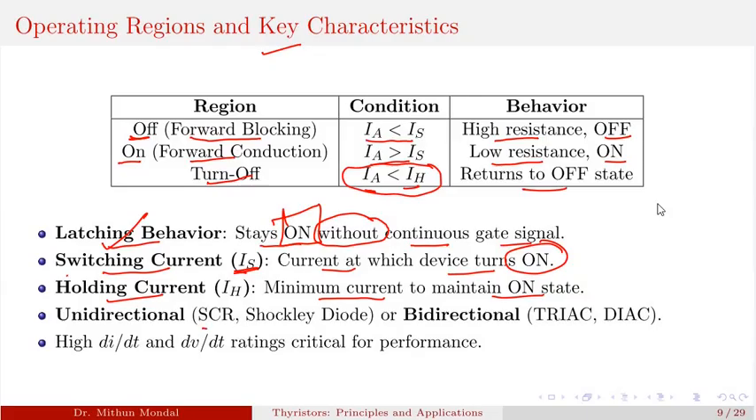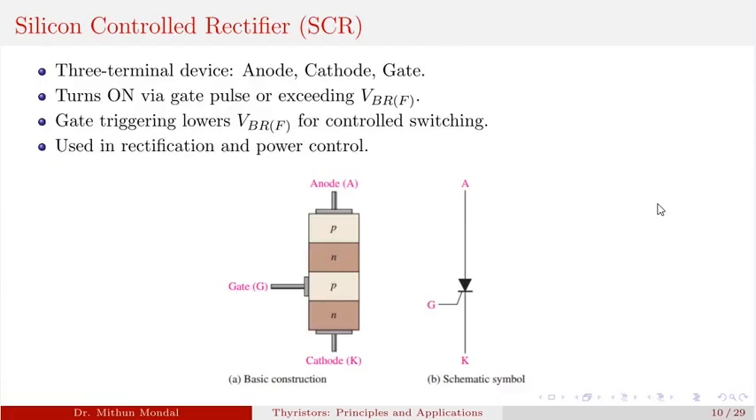In the thyristor family, the SCR and the Shockley diode are unidirectional devices. That is, the current flows in only one direction, whereas the Triac and the Diac are bidirectional thyristors, so the current flows in both directions. We will require protection in terms of high di/dt, which is the current change with respect to time t, and the voltage change, which is dv/dt, ratings critical for the performance. We require this protection, otherwise the thyristor will burn out. So we have discussed the Shockley diode.